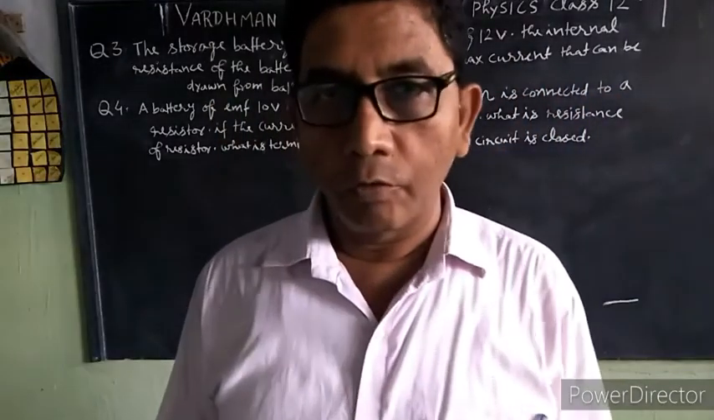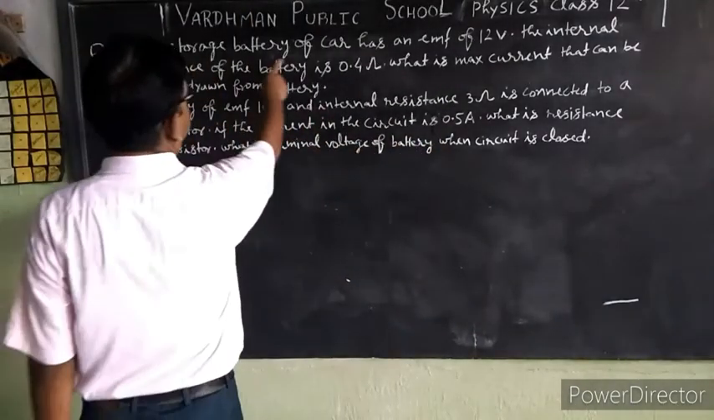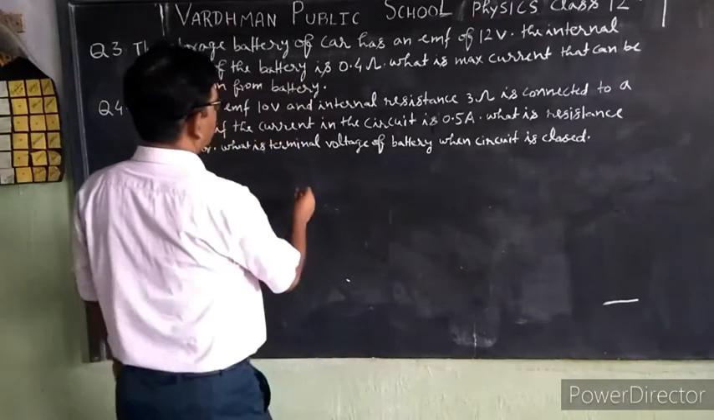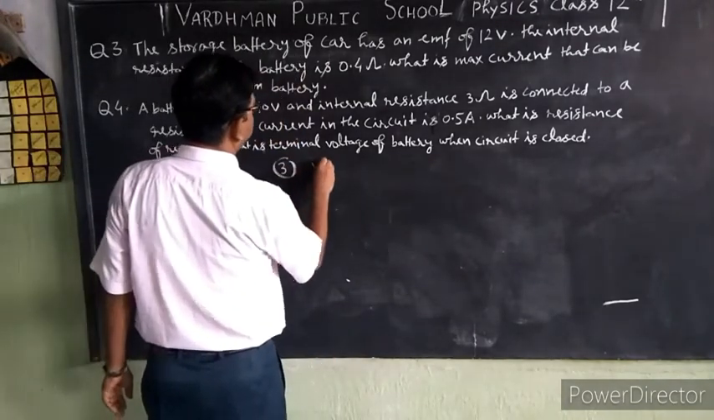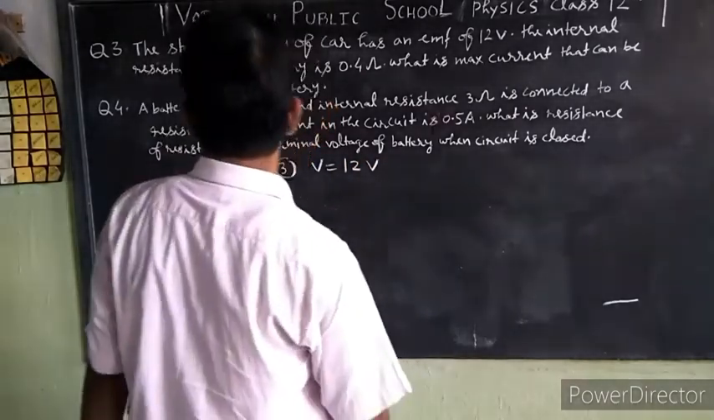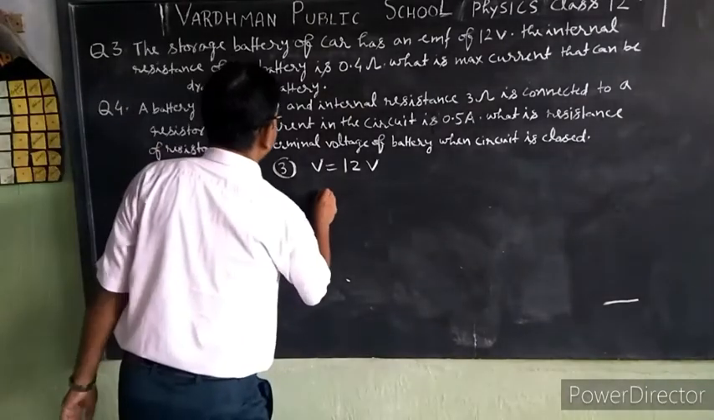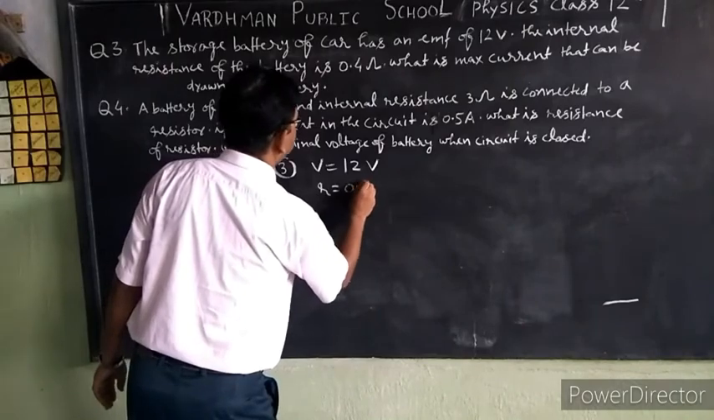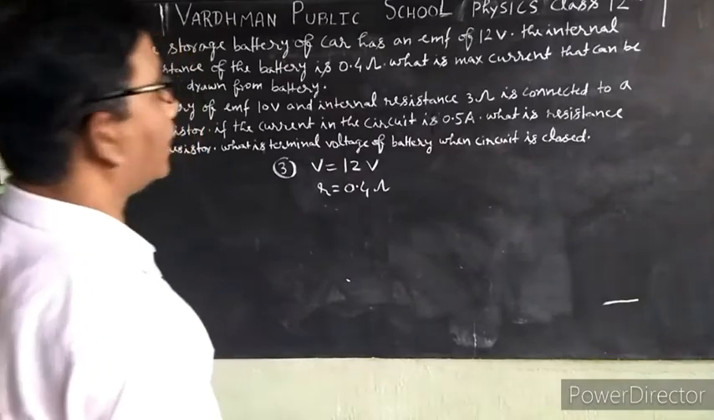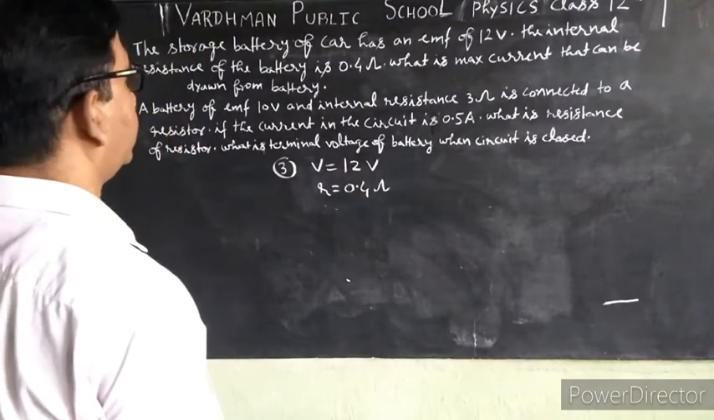Students, now we will solve the next numerical. The storage battery of a car has an EMF of 10 volt. Here the potential difference V is equal to 10 volt. The internal resistance of the battery is 0.4 ohm, small r is equal to 0.4 ohm. What is the maximum current that can be drawn from the battery?